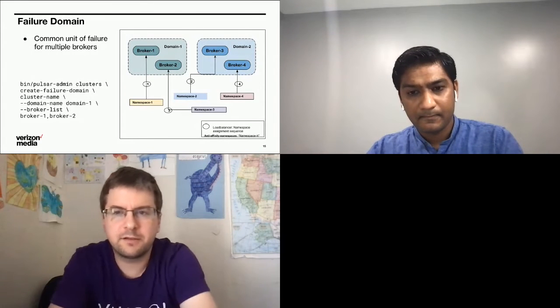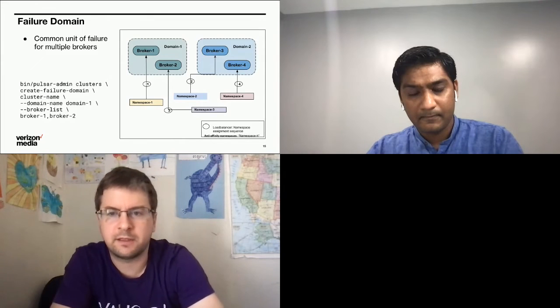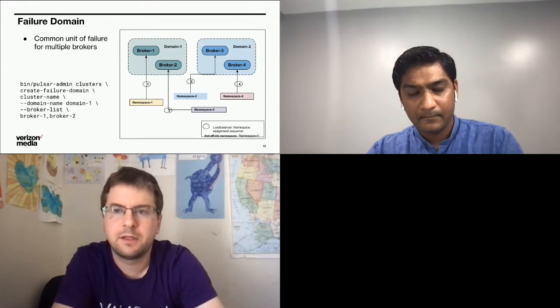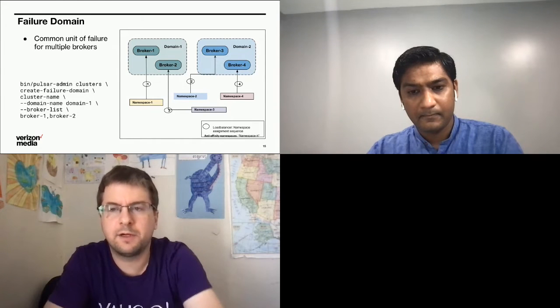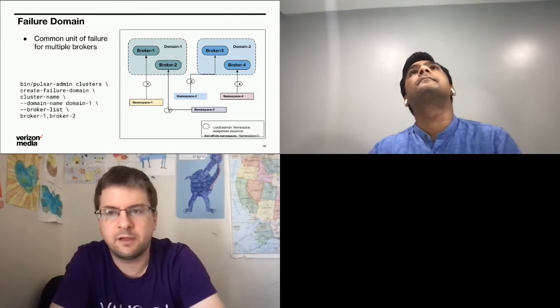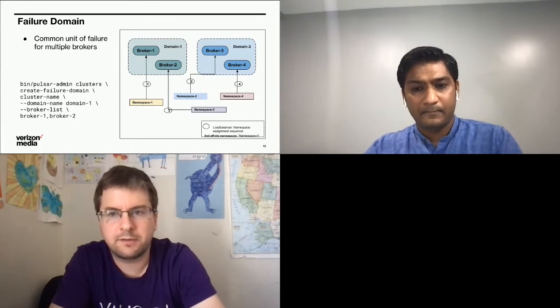Something that one of our tenants requested, and that you do see in systems like OpenStack, for example, is anti-affinity groups. So the tenant requested a minimizing of an impact from server or rack failures. So that required us to implement two features which go hand in hand: failure domains and anti-affinity groups.